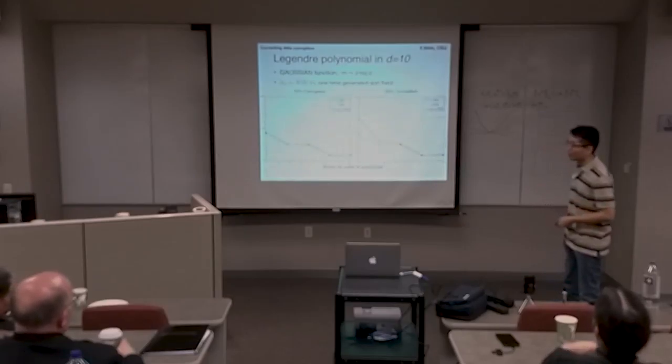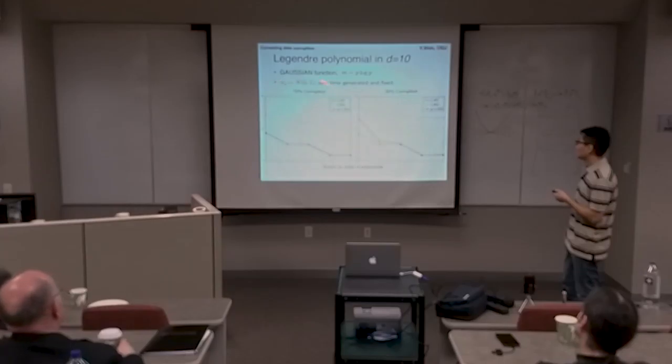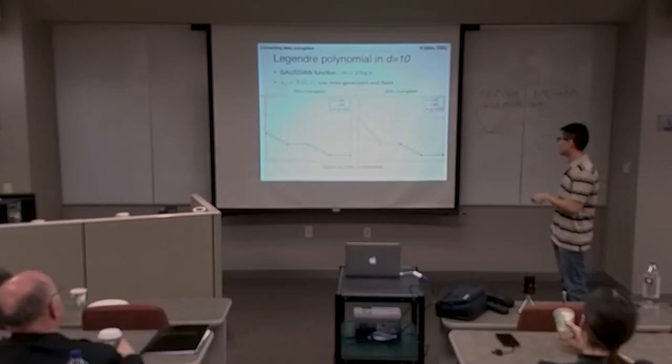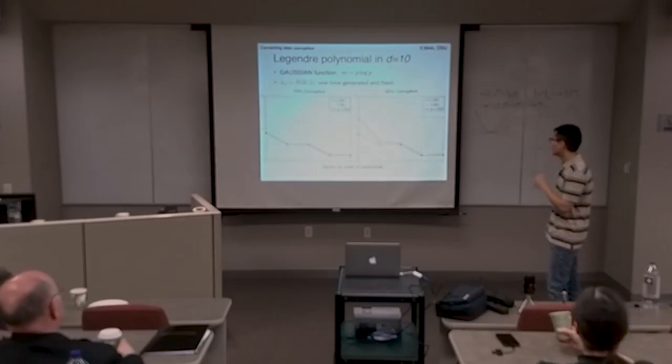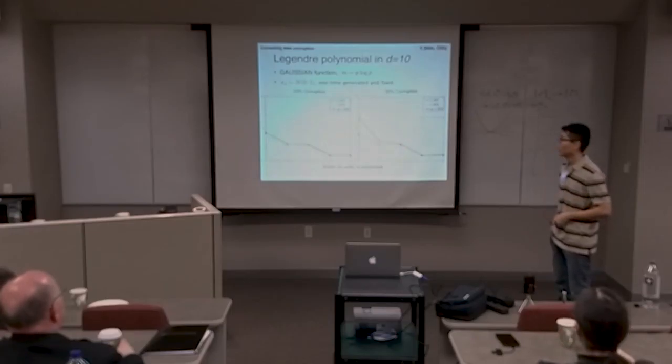And similar behavior can be seen in the 10-dimensional case as well. So this is the Gaussian case, and corruptions are generated from Gaussian distribution 0-1, one-time generation, and fixed. On the left is 10% corruption, on the right is 30% corruption. We can see that LAD is doing a good job removing the corruption error. On the other hand, least square shows no accuracy at all in both cases.